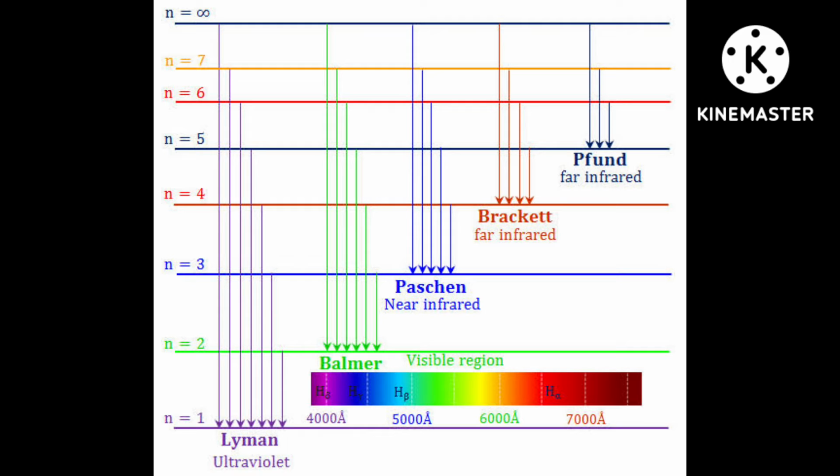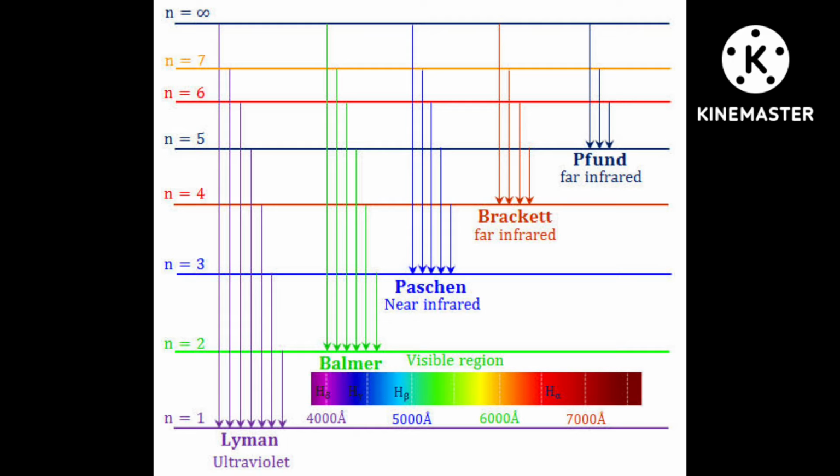When energy is emitted, that time also movement of the electron takes place, but it will be from the higher energy state to the lower energy state, or from higher stationary state to lower stationary state. In these two conditions, electrons move. First, from lower to higher stationary state, or from higher to lower stationary state.